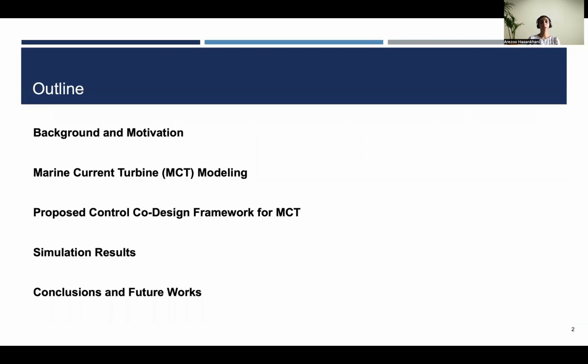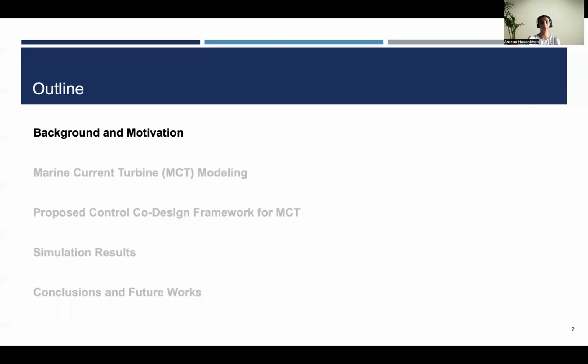In this presentation, I first give you the background and motivation behind the work. Then I discuss the modeling procedure for the buoyancy controlled marine current turbine system and the proposed framework for the control co-design to couple the physical design and spatial temporal path planning together. Then I show you the simulation results obtained during this study, and finally conclude the presentation and give you the future works to continue the current study.